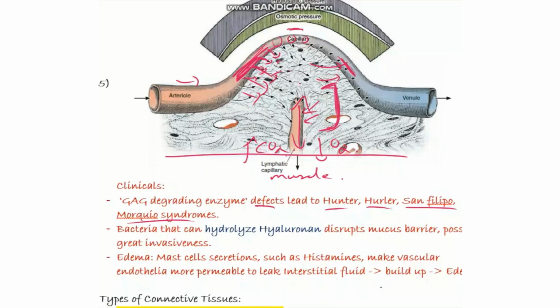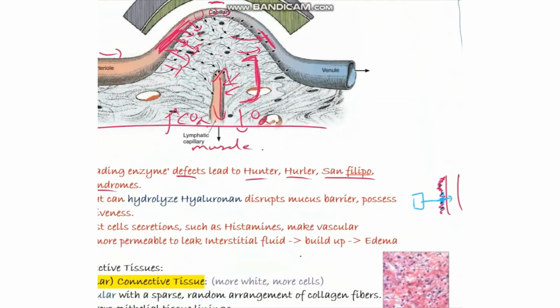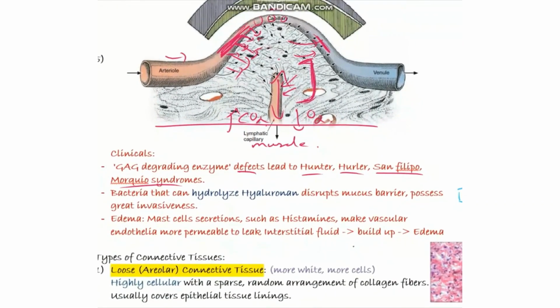Bacteria that can hydrolyze hyaluronan disrupt the mucus barrier and possess greater invasiveness. Of course they do. Like for example, you have a tissue right here, right? And you have this mucus barrier right here, and it contains little molecules of hyaluronan that are pulling all the water in. And then there's a bacteria that can digest this particular mucus barrier. Then of course it's going to have a greater invasive power. So that's that. And then edema that we discussed when we were studying mast cells.